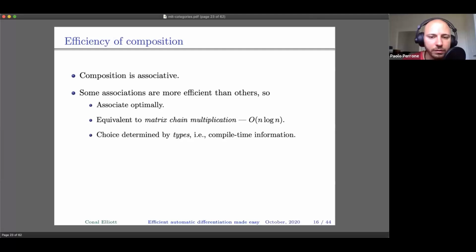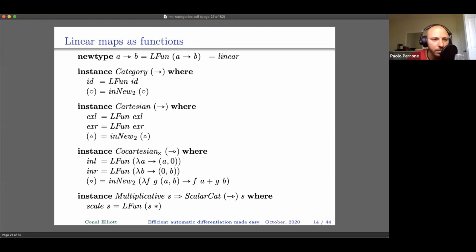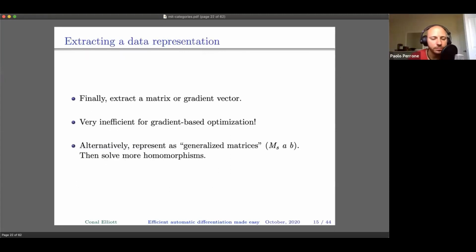So we have a question. Yeah, go. In the instance of co-Cartesian, where do these 0 and plus come from? You need A, B, and C to be monoids? Yes, exactly. Okay, I think that just answered the question. Yep, that's what it is. Thank you.